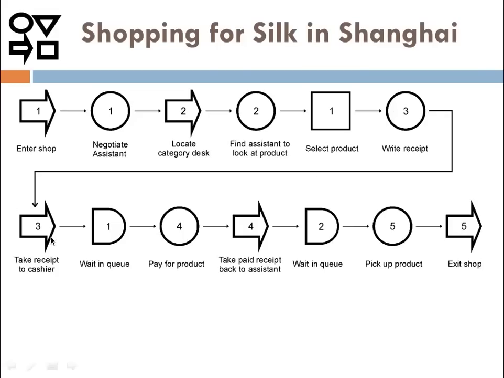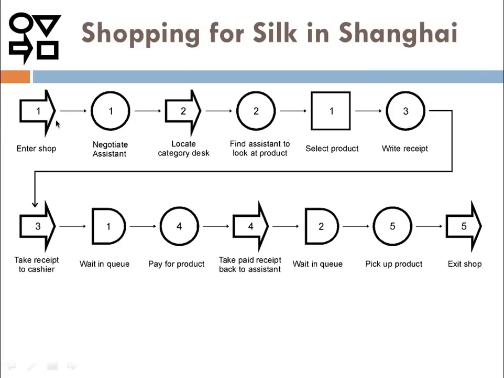From here, you take the receipt to the cashier, which is a transport, and you wait in the queue. The waiting is a delay, therefore it is represented by the letter D. When you actually pay for the product, it is an operation. Then you take the paid receipt back to the assistant, which is a movement represented by T. And when you wait in the queue, which is represented by D, then you get to pick up your product, which is an operation. And while you exit the shop, it is a transport movement.